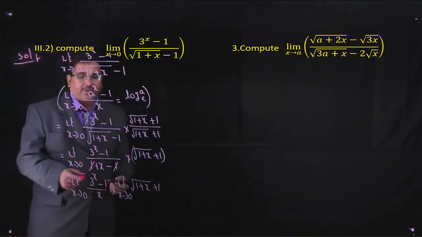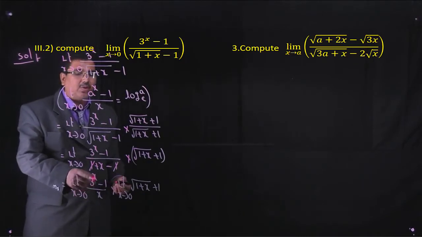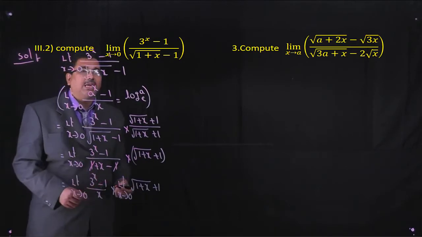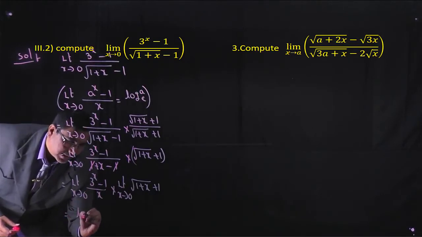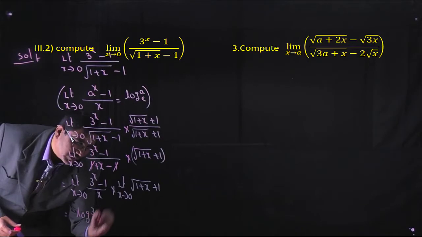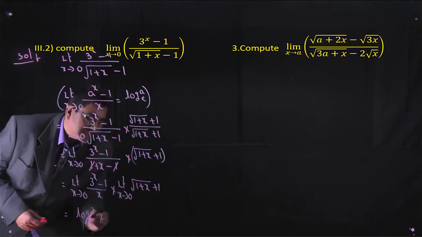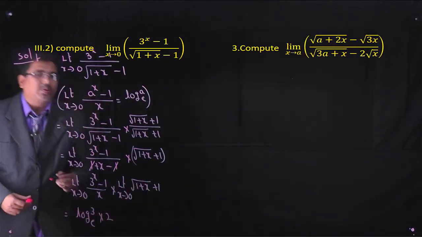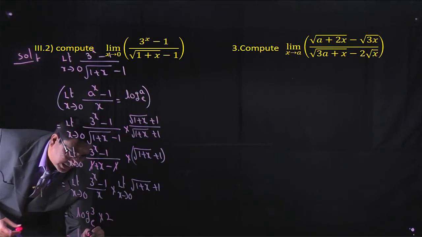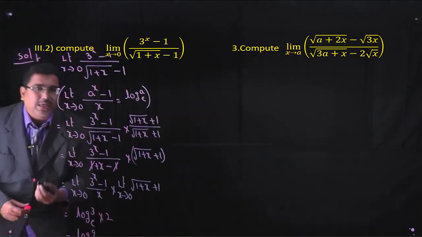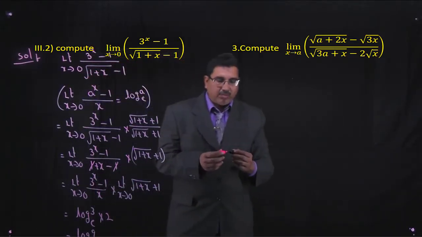Now this is of the form limit x tending to 0, (a^x minus 1) by x, that is equal to log a base e, that means log 3 to the base e, into, by applying the limit, root of 1 plus 0, 1 plus 1, that is 2 times log 3 base e, that is equal to log 9 to the base e. So now see question number 3.